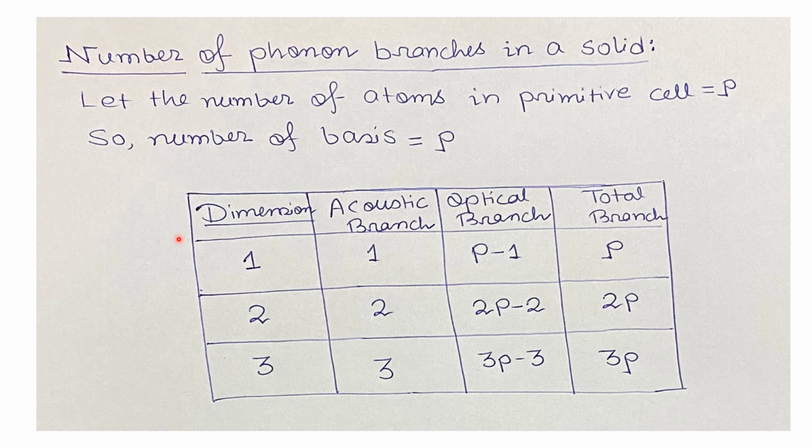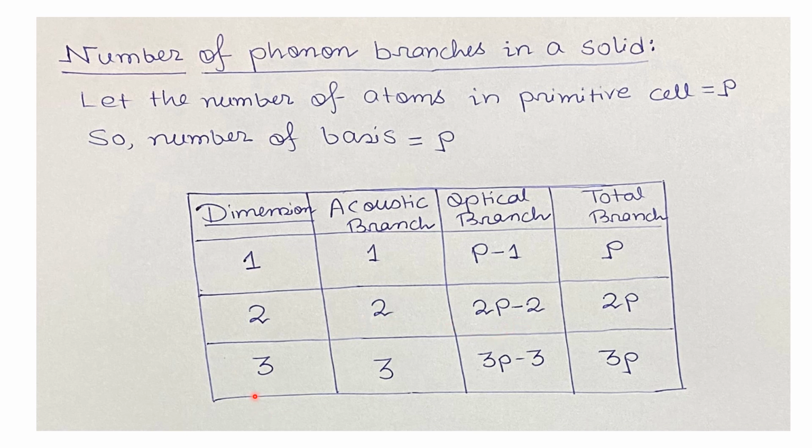Now for two dimensions, the total number of phonon branches will be 2 times p, where p is the number of bases. So basically we have to multiply the dimensionality of the system with the number of bases. So the total number of branches will be 2p in 2 dimensions. In 2 dimensions only 2 acoustic branches are possible. So the remaining number of phonon branches in the optical branch will be 2p minus 2.